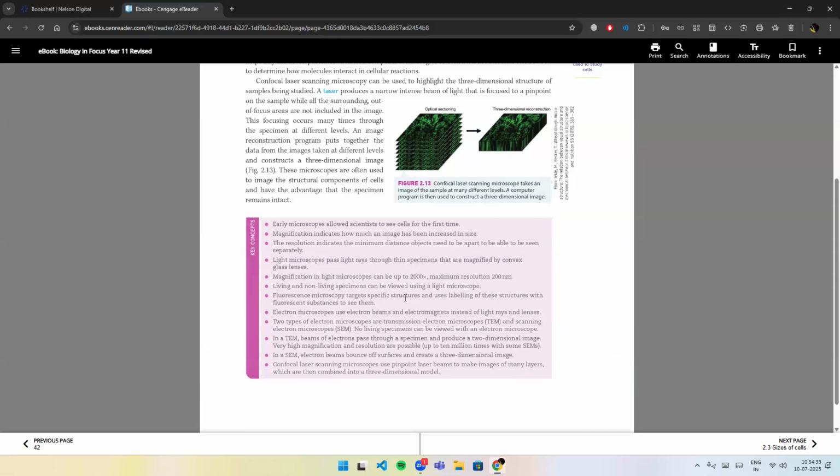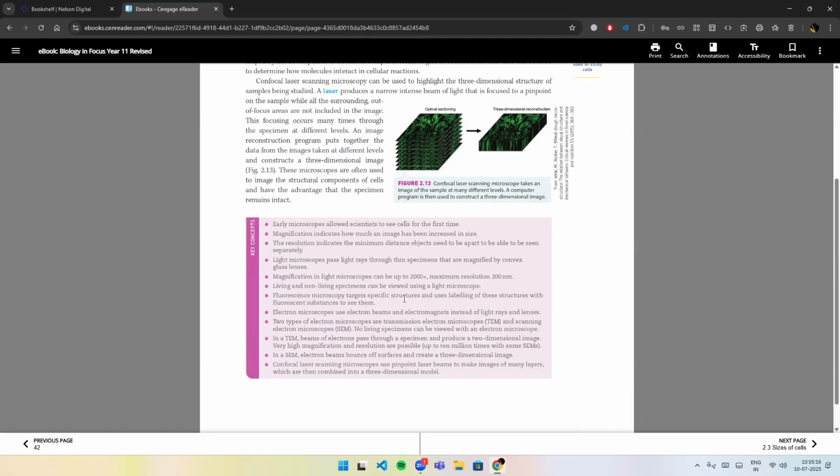Key concepts. Early microscopes allowed scientists to see cells for the first time. Magnification indicates how much an image has been increased in size. The resolution indicates the minimum distance objects need to be apart to be able to be seen separately. Light microscopes pass light rays through thin specimens that are magnified by convex glass lenses. Magnification in light microscopes can be up to 2000 times, with a maximum resolution of 200 nanometers. Living and non-living specimens can be viewed using a light microscope. Fluorescence microscopy targets specific structures and uses labeling of these structures with fluorescent substances to see them.